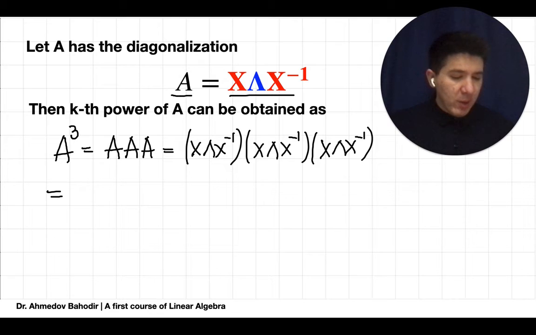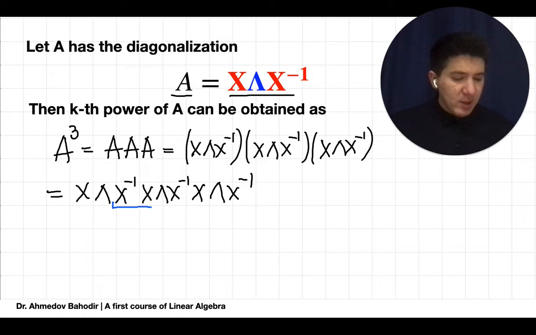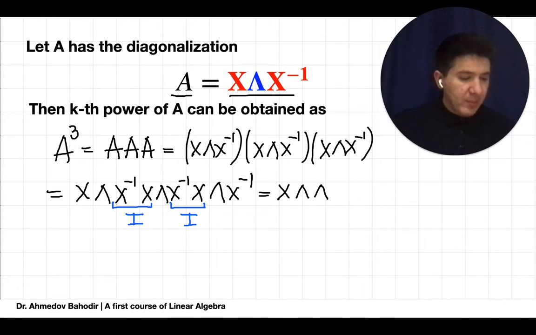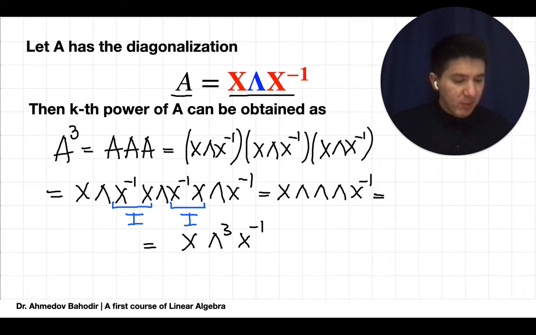If you open all the brackets, what you get is X lambda X inverse, X lambda X inverse, X lambda X inverse. If you multiply these two matrices, X inverse and X, it is going to be the identity. These two matrices give the identity as well. What you get is X lambda lambda lambda X inverse, which can be written as X lambda cubed X inverse. Since lambda is a diagonal matrix, its powers can be found very easily.